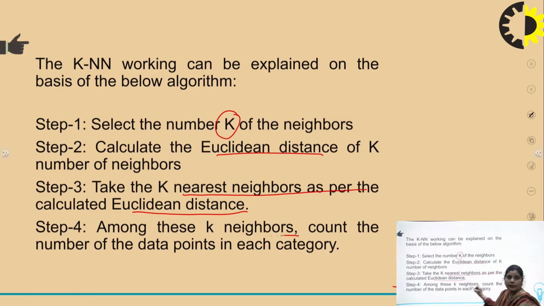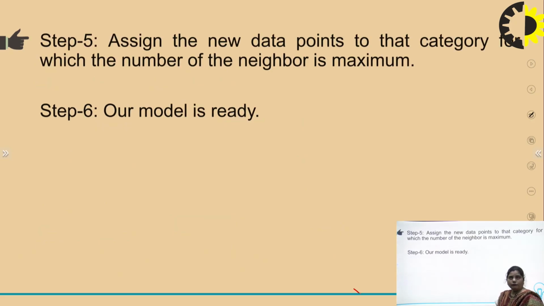Among these k neighbors, we count the number of data points in each category. Then we assign the new data point to the category which has the maximum number of neighbors. After applying these 5 steps, our KNN model is now ready.